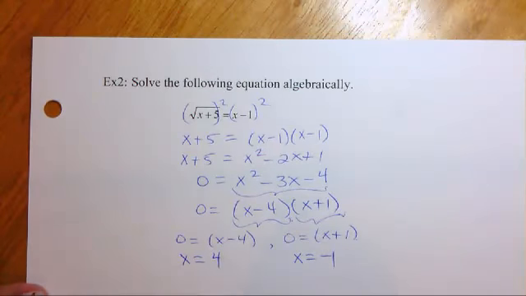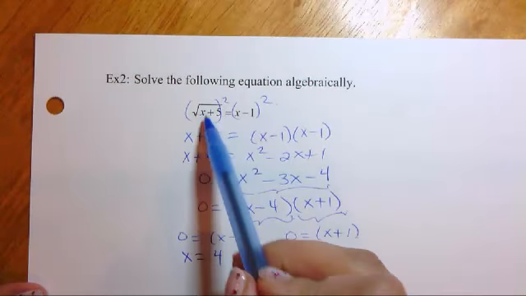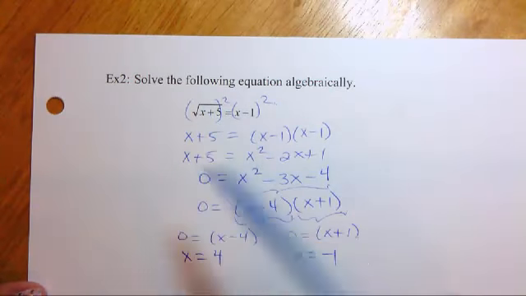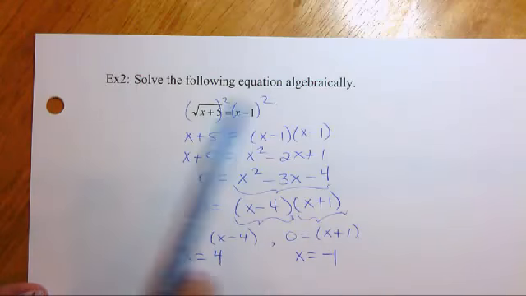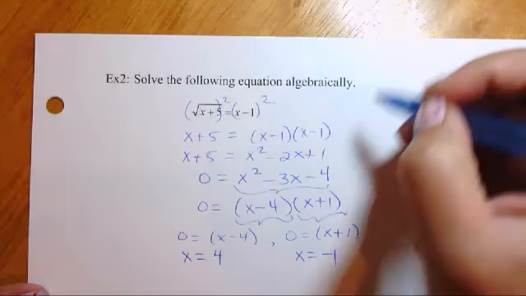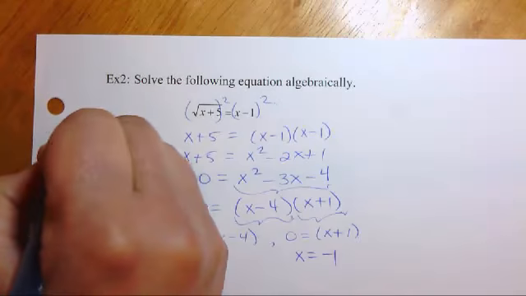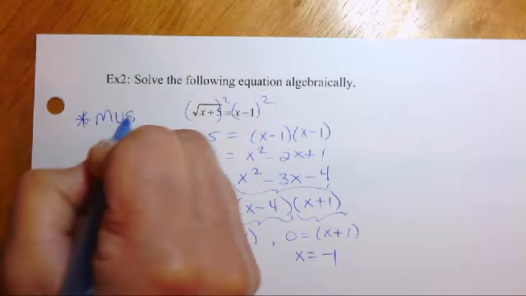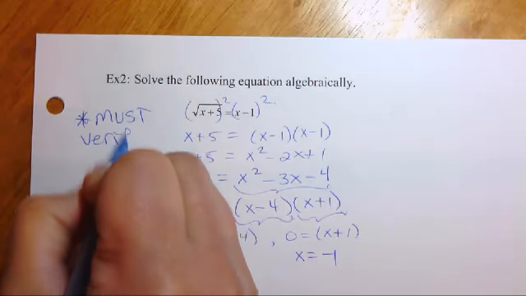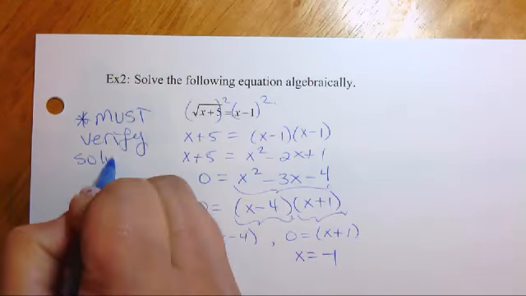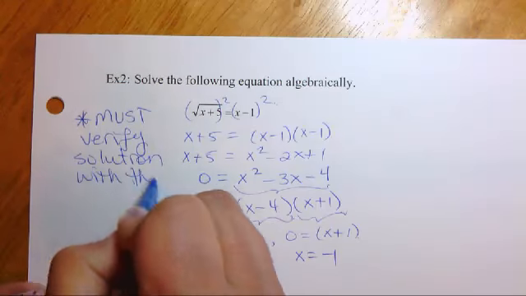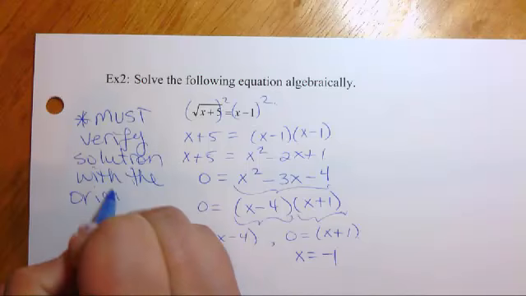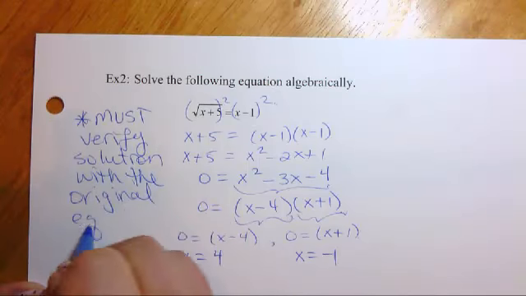Okay, now there's something important that you need to do. Notice how we've squared both sides, so that could potentially create extra answers that weren't originally in our equation up here. So we must verify your solution with the original equation.